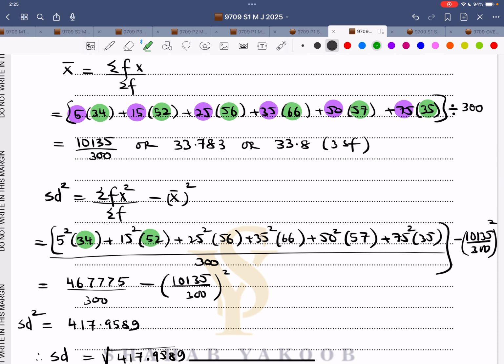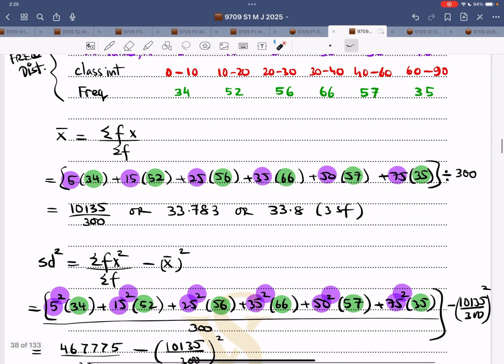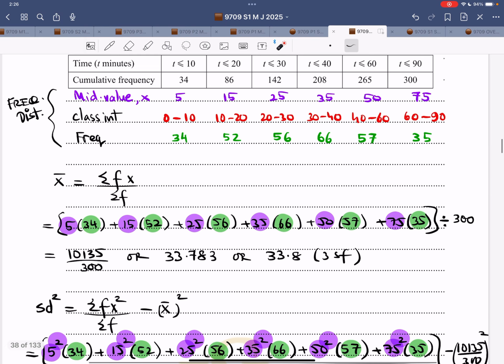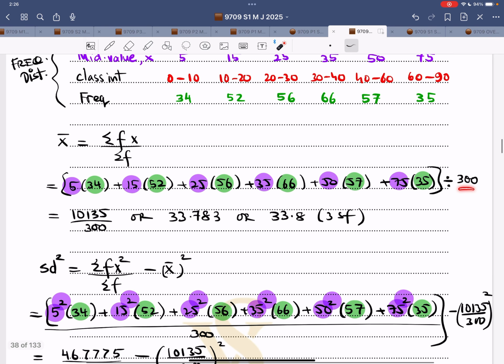And let me also write it over here just the same way. The purple thing is 5 squared, and 15 squared, 25 squared. I'll just go over the formula. So now the formula for X bar is sigma fx over sigma f. So this is f into x, the whole thing divided by sigma f. Sigma f is 300 students. Got the idea? So we get this exact answer.